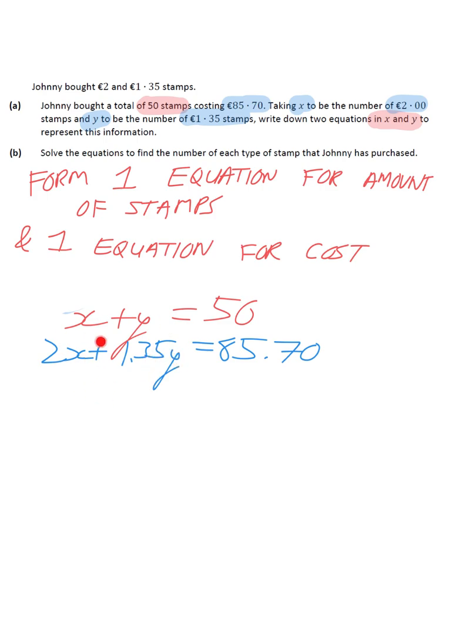So then we have our simultaneous equation. So to solve this, you can see I'd multiply the top there by 2 or else 135. And then you go from there. And when you do that, you will end up with x being equal to 28. And then y is equal to 22. So he got 28 €2 stamps and 22 135 stamps.